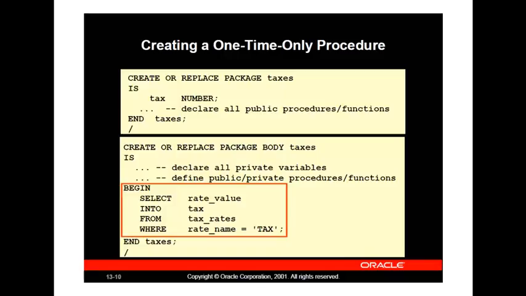Creating a one-time-only procedure. Create or replace package taxes is tax, the type is number. Declare all public procedures or functions and taxes. Then this is the package body from taxes.